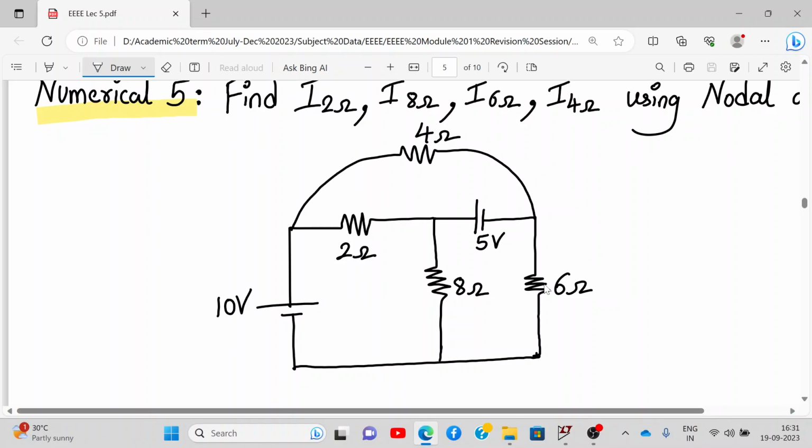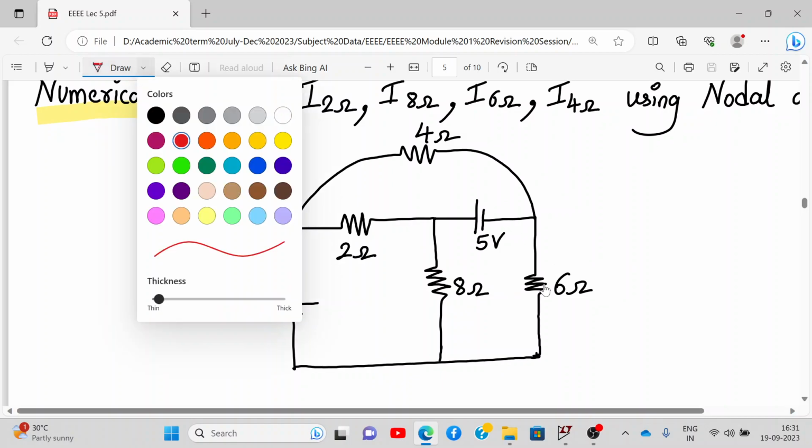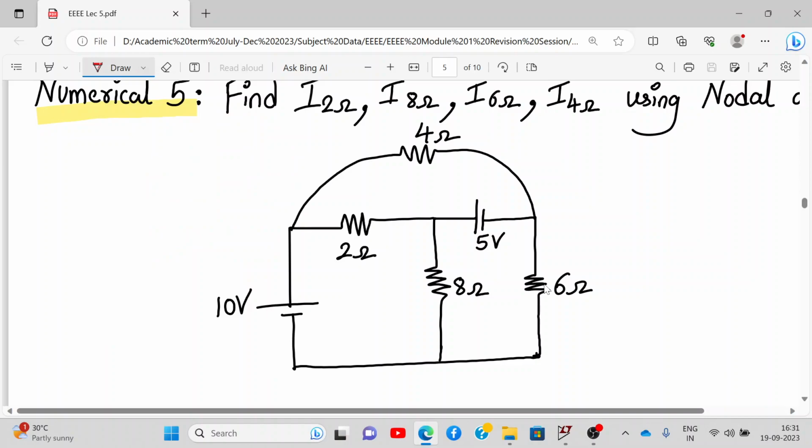First of all, we need to define the nodes. So let me define the nodes over here. This is node number 1, I'll call the voltage V1. This is node number 2, voltage V2. This is node number 3, and I call the voltage V3. And this is my reference node. I'll connect it to ground.